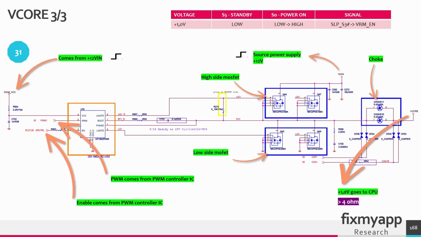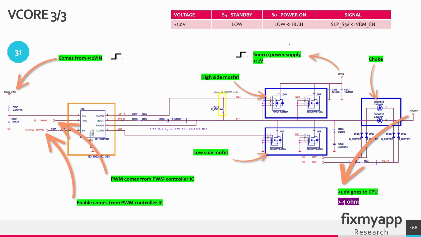This chip is the multi-phase driver IC, and this chip receives a PWM signal from the multi-phase PWM controller. It will get its PWM signal at this pin. Then we have the enable signal to turn this PWM driver IC on. And this PWM driver IC also needs a power supply. It comes from the 12 volt ATX power supply. When all these conditions are met, the PWM driver will drive the high side MOSFET and the low side MOSFET by switching them on or off.